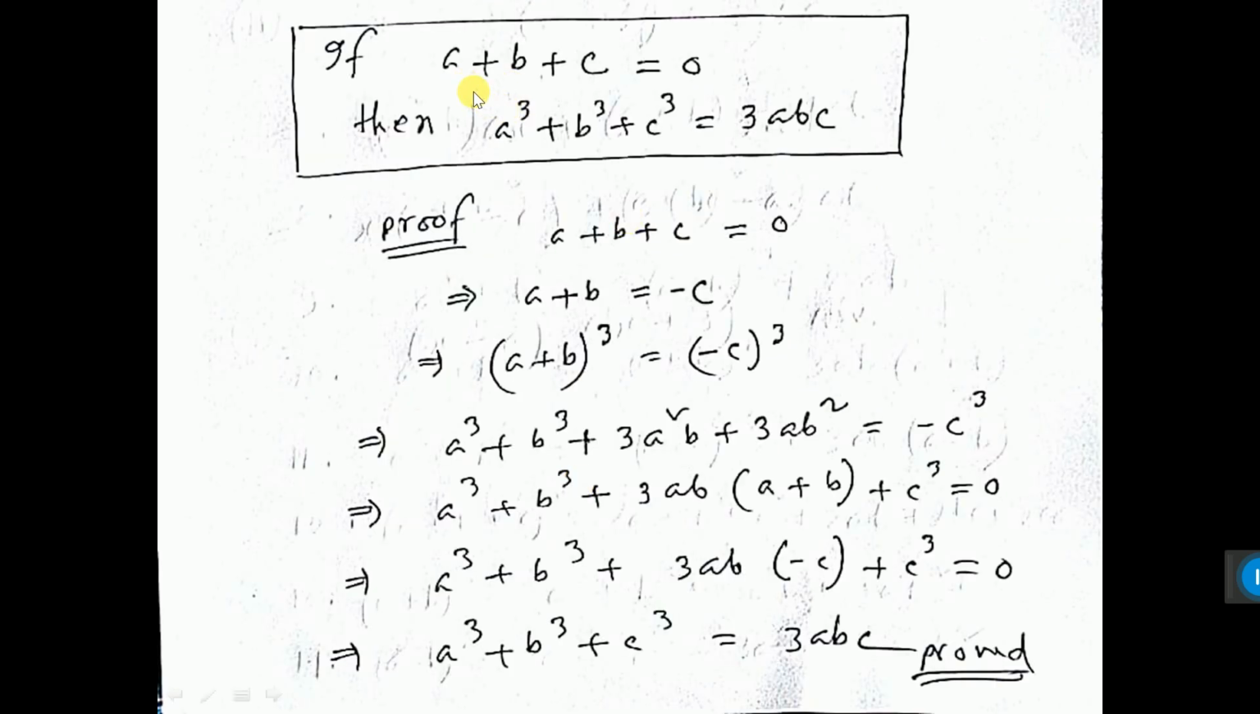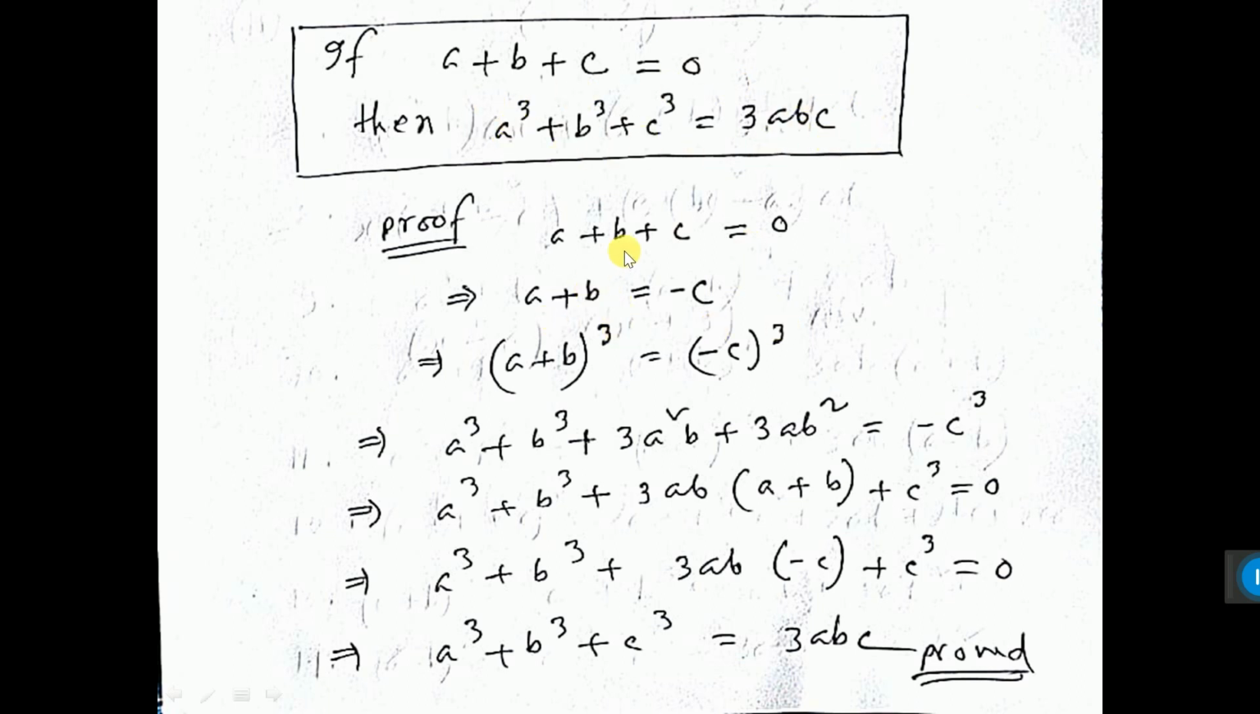Then see, a + b + c equal to 0. Then we have to prove that a cube plus b cube plus c cube equal to 3abc. This is one property. If a + b + c equal to 0, then a cube plus b cube plus c cube equal to 3abc. Actually with this property we have to solve sums. So I am proving this property. If a + b + c equal to 0, then how is it coming a cube plus b cube plus c cube equal to 3abc?